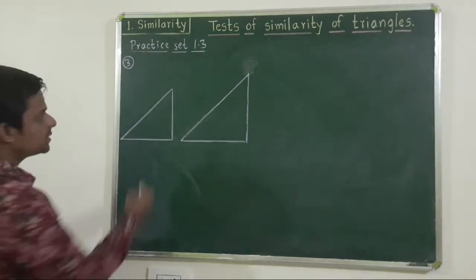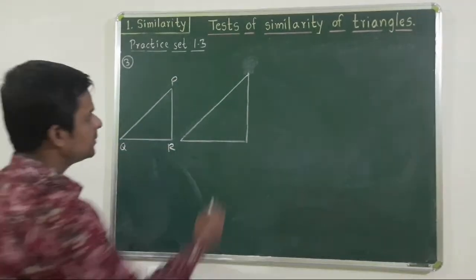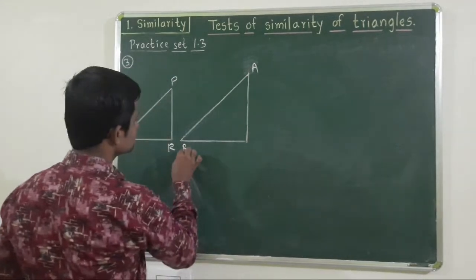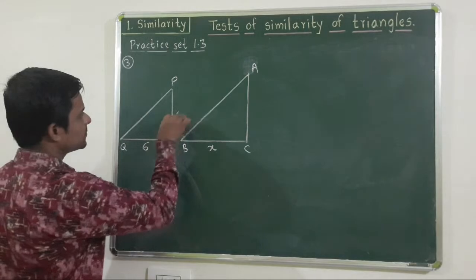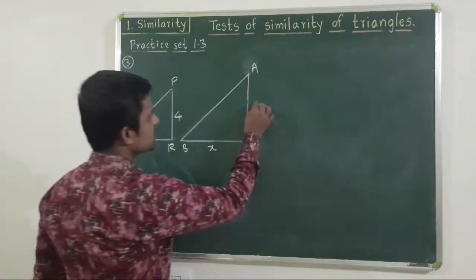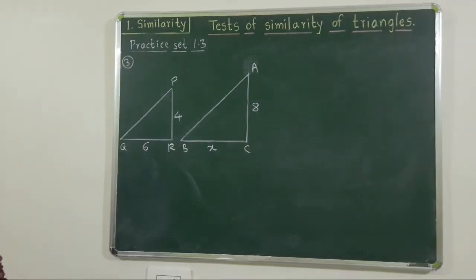That is triangle PQR and triangle ABC. This one is X, 6, 4 and this one is 8. And information about this example or these triangles is given.